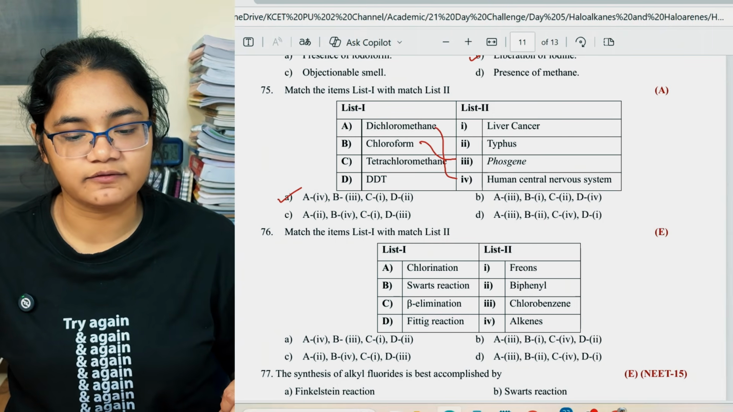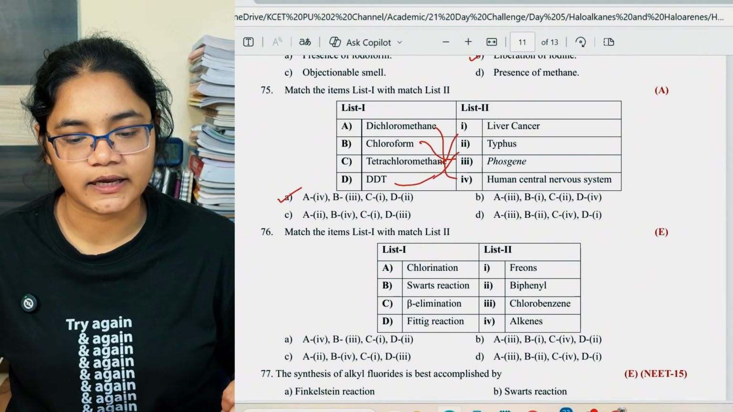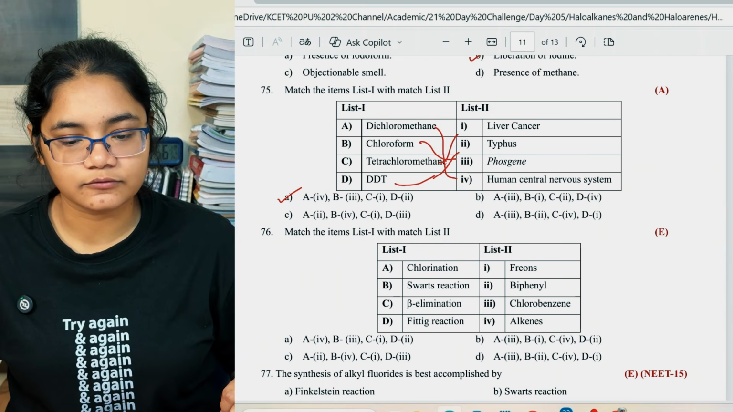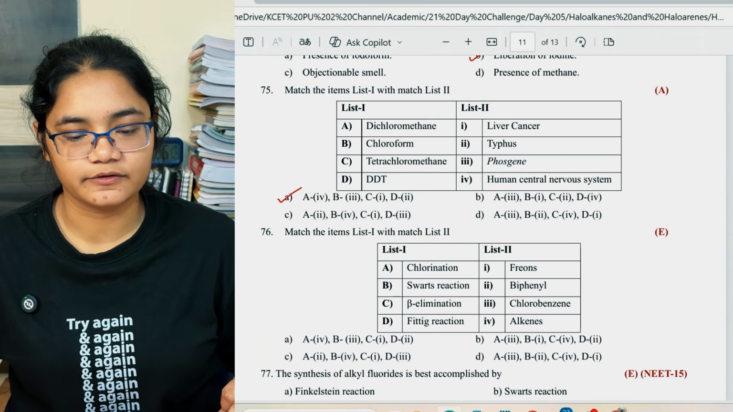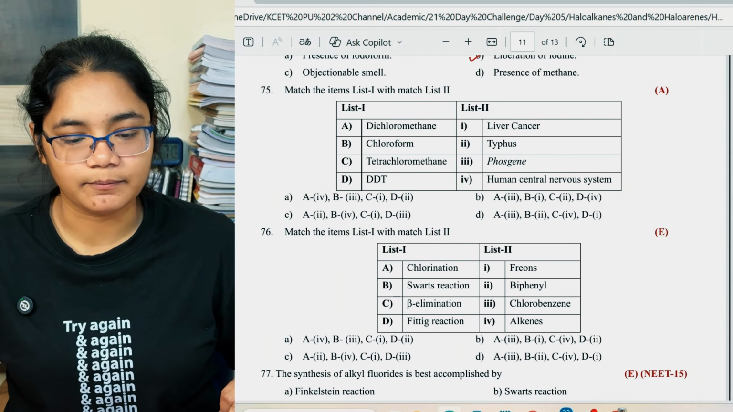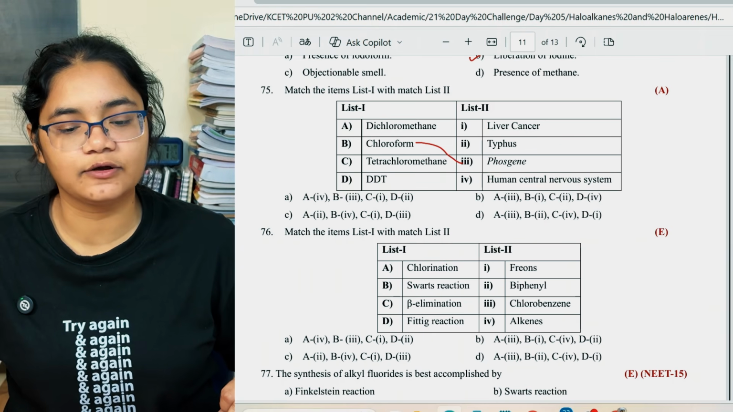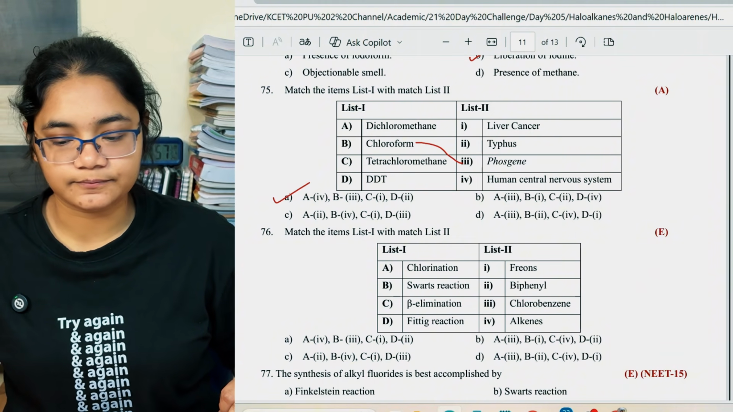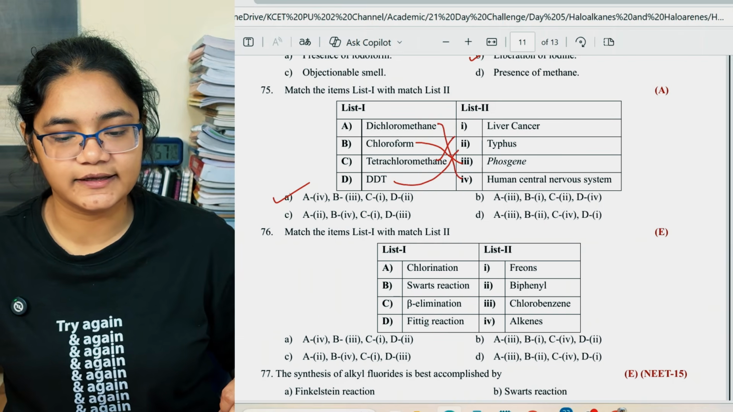A for human central nervous system. Tetrachloromethane is liver cancer. DDT is your... okay, one second. Okay, DDT is A. Chloroform. Okay, one second. A has to be 3, right? Okay, I did a small mistake again here. Sorry. Just a minute. We'll do it once again. B has to be phosgene, right? B3. Okay, I did correct. B3, C chloroform gets converted to phosgene. So A is my correct answer. Next is, yeah, DDT is for typhus, then D2, A is 4 and C is 1.